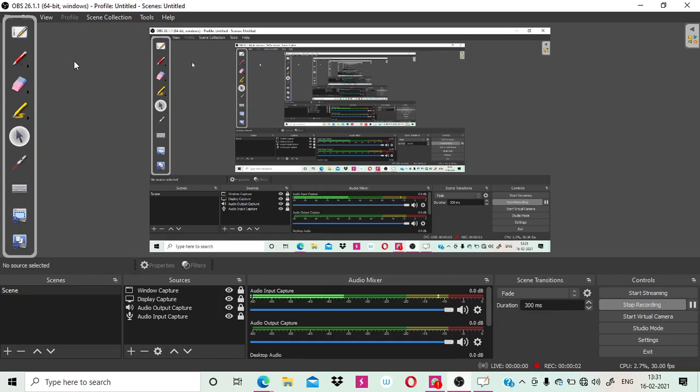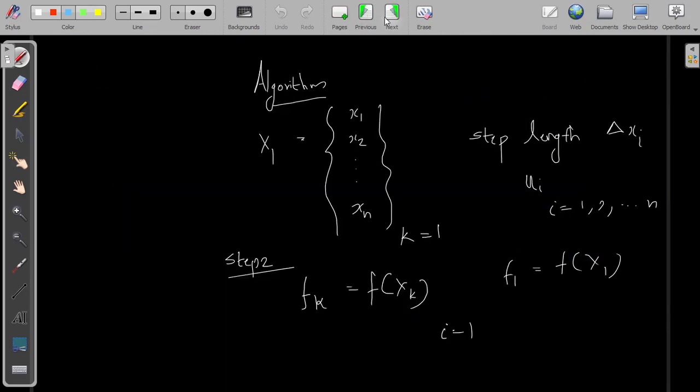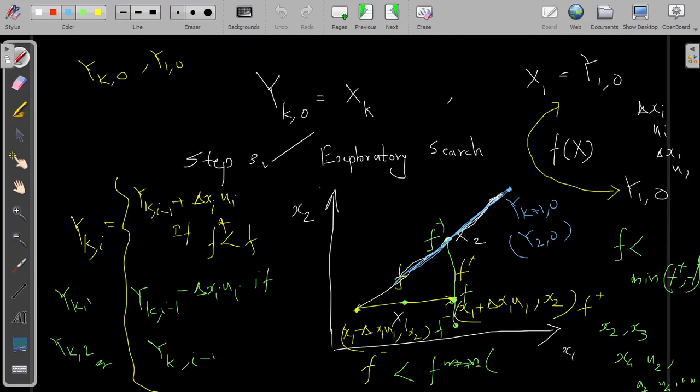Okay, now we are here, at this point k plus 1, that is y20. At this point we will evaluate the objective function, and we will find that the objective function gets minimized.